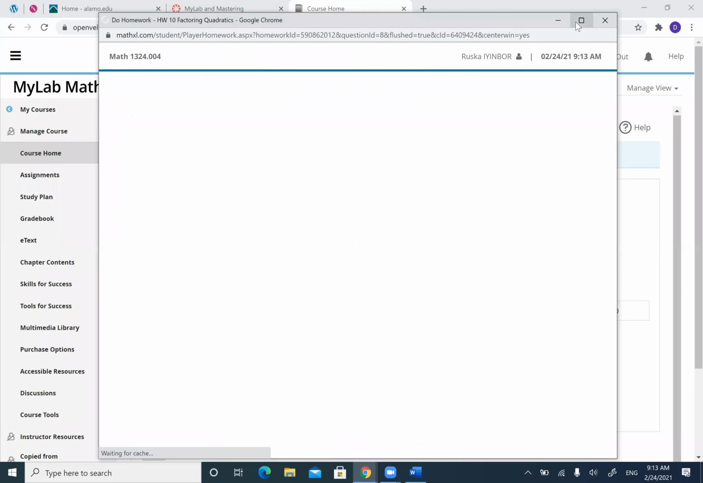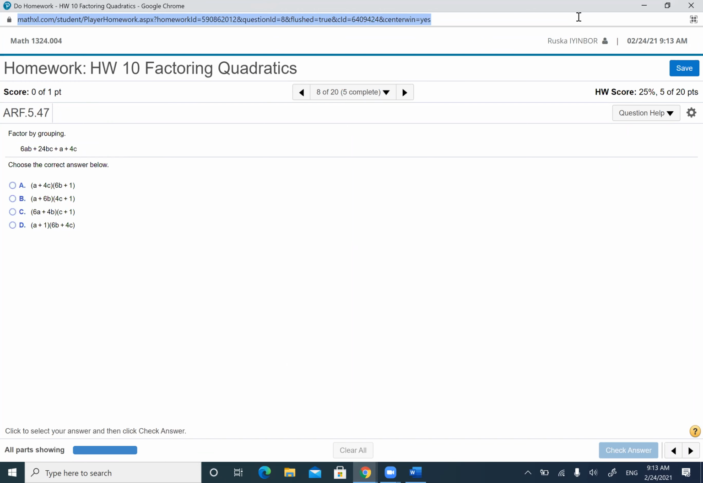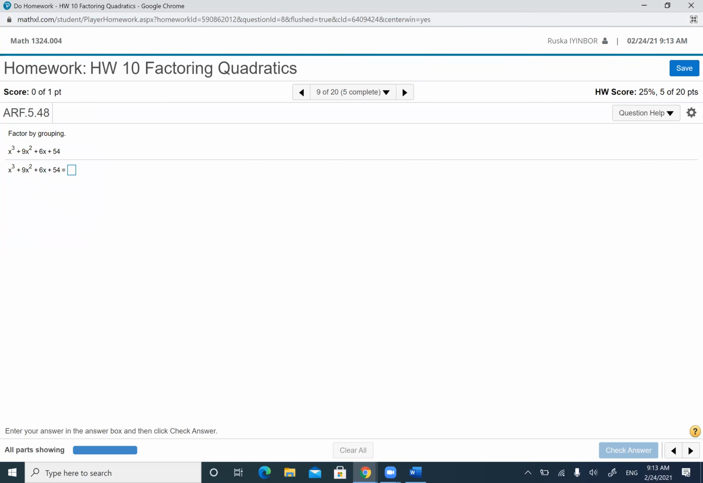Okay, number 8, they have me, again, factor by grouping, and I need to pick the right answer. So this is the same idea, okay? I'm not going to do this again, it's the same way. Okay, everybody understand how to do the factor by grouping? Yes. Okay, and another factor by grouping, you want to do that? Or let's see how many factor by grouping you have. So all of these are factor by grouping.